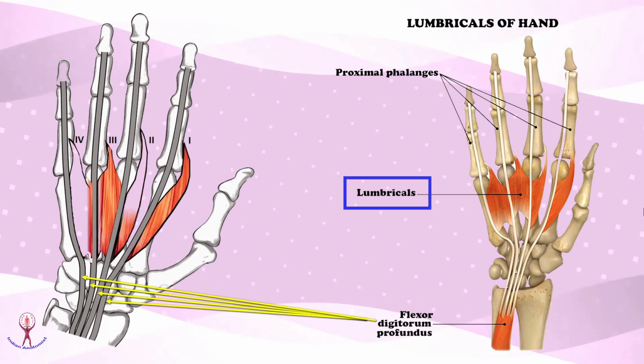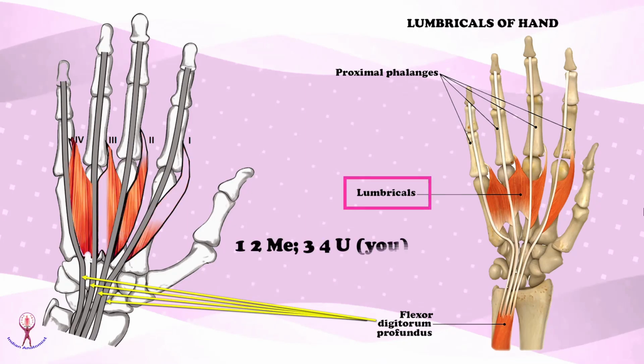Aspirants, remembering the lumbricals' nerve supply and actions is important. What is the action of lumbricals? Please remember the mnemonic for its nerve supply: 1 to me, 3 for you, 1 to me, 3 for you, that is first and second lumbricals are supplied by the median nerve, and third and fourth lumbricals are supplied by the ulnar nerve.